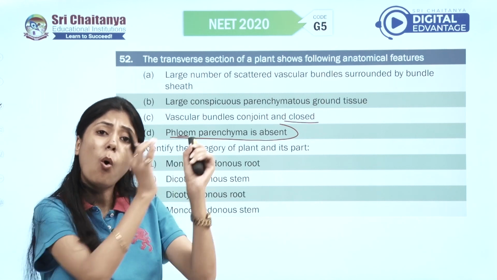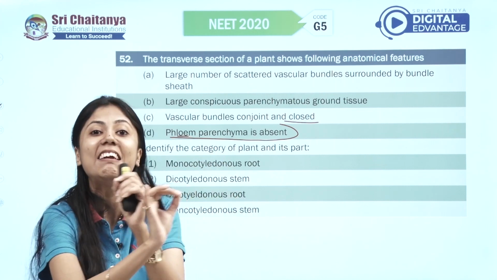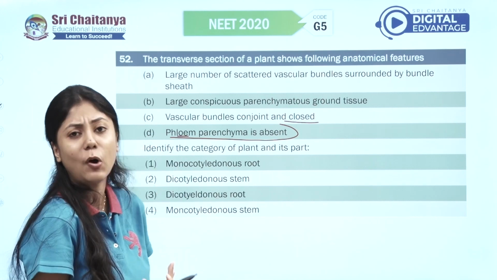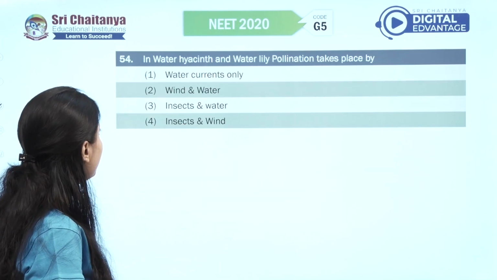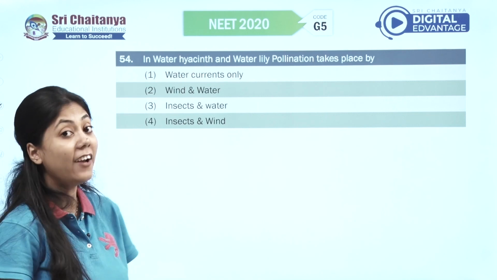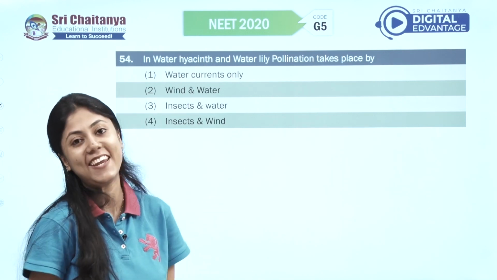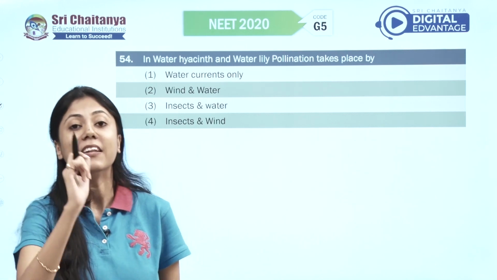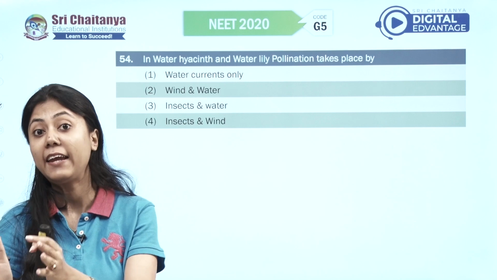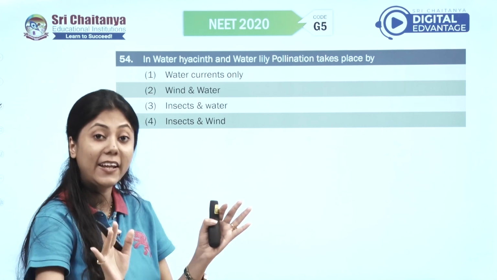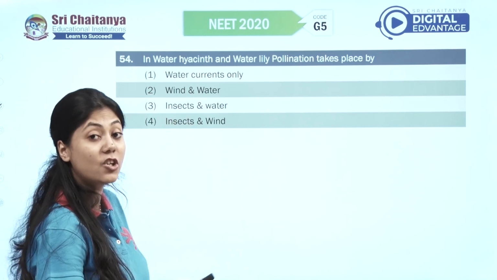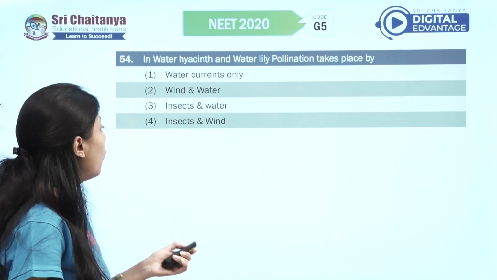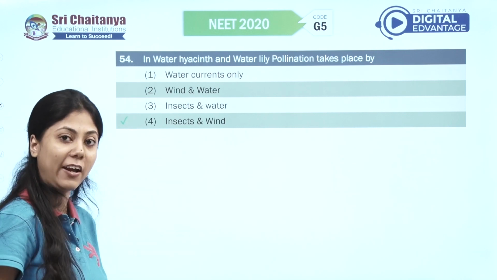So students, all these features have been clearly mentioned in the NCERT. Again, this is more or less a direct question. In water hyacinth and water lily, pollination takes place by... So, though they are aquatic plants, in their case, water pollination does not take place. What happens is that pollination takes place with the help of either insects or winds. So, this is your correct option.